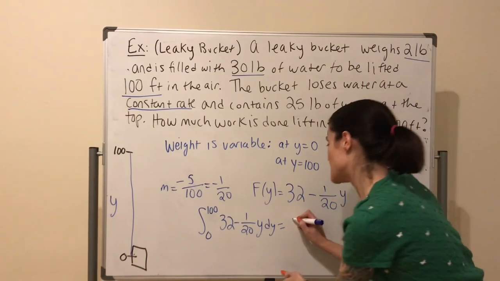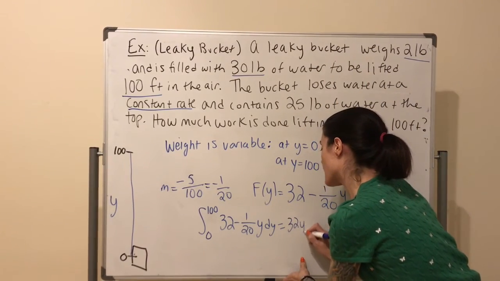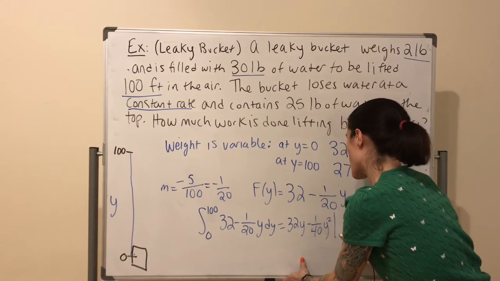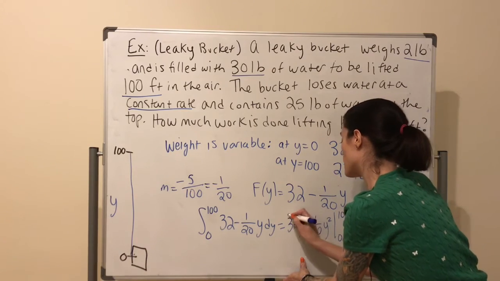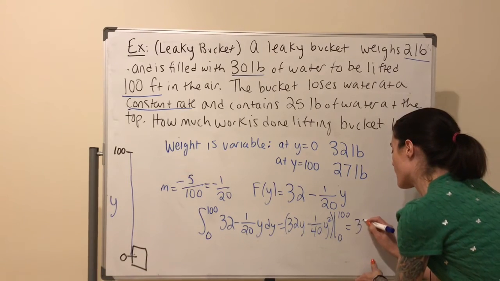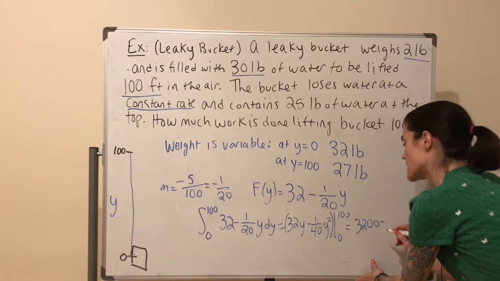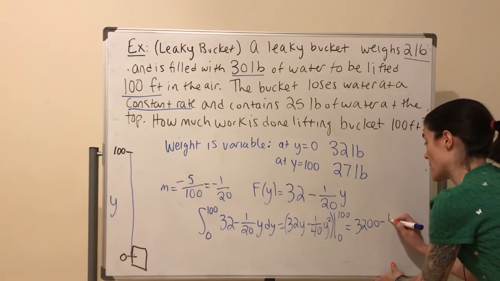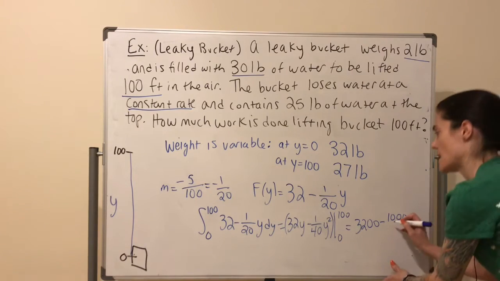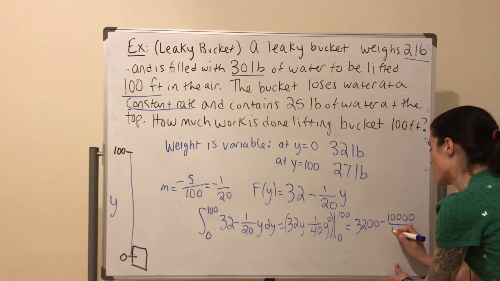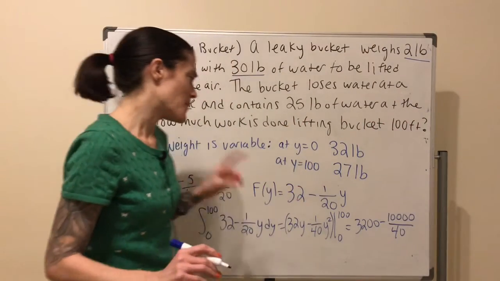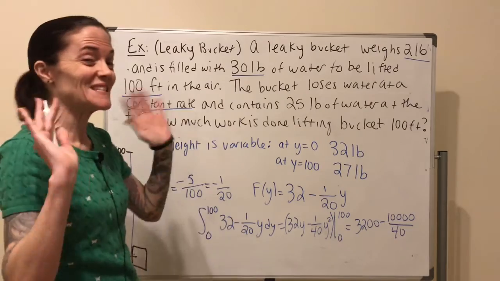Okay, this is just 32y minus 1 over 40 y squared, evaluated between 0 and 100, all of this, which is 3,200 minus, we're going to have what? 1, 2, 3, 4. I think that's right. Over 40. Okay. So it's going to be 3,200 minus, excuse me, 250.